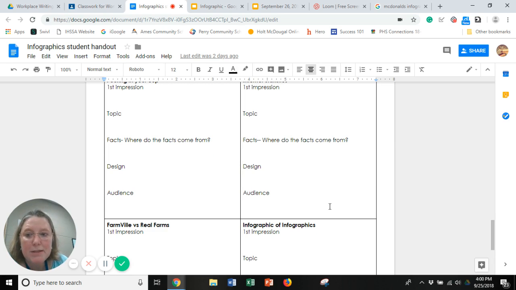So please do spend some time having conversations with your group members about the different types of infographics, what they're doing, where the facts come from, all of those things. Just take some time to look at those, move around, get up, get your blood flowing a little bit so you don't fall asleep after lunch. And then when you're done with that, I will come back and give you the rest of the directions.